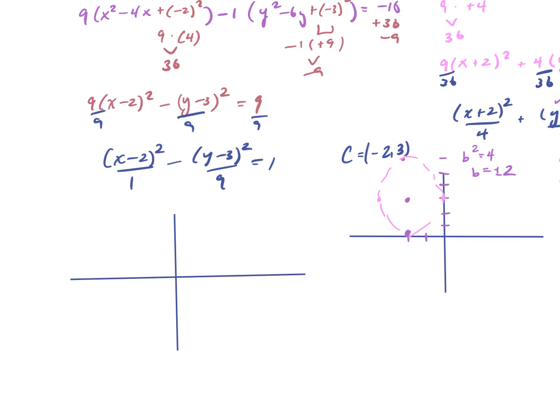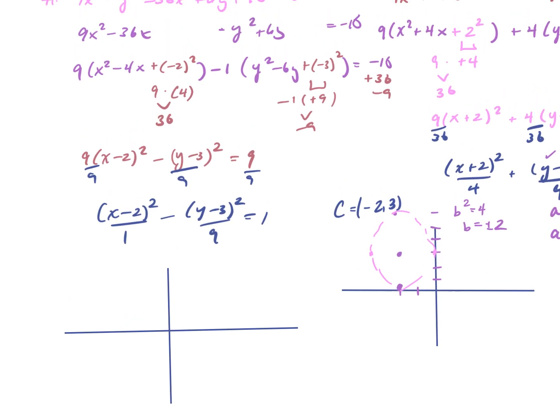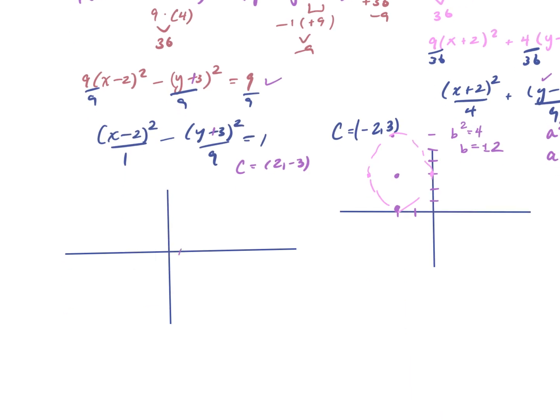So my center is, I just realized the mistake. I took out a negative 1. This should be a positive. So this is a positive. I don't think it affects over here because I squared it, so that's fine. So my center is actually 2, negative 3. So 2, negative 3, like that.